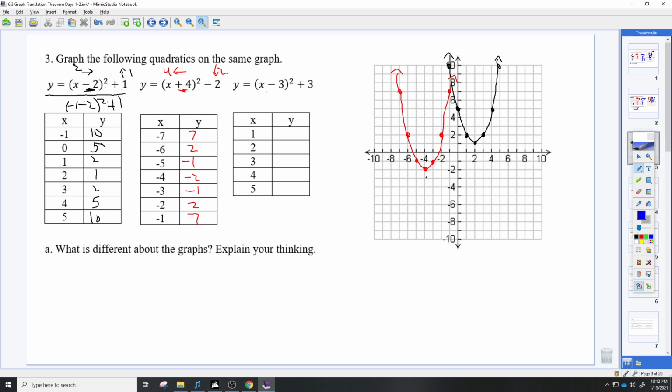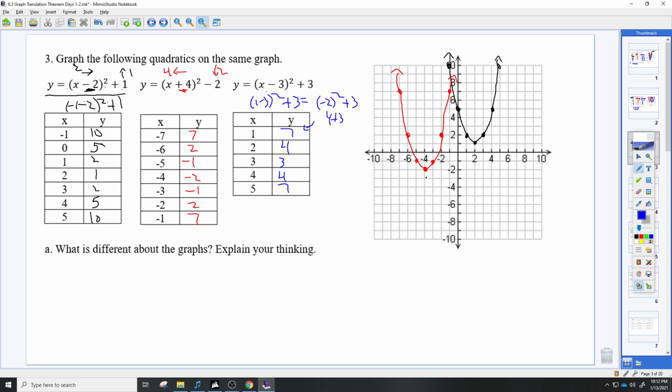Okay, so let's plug in 1. 1 minus 3 squared plus 3. 1 minus 3 is negative 2. Square that and add 3. So that'd be 4 plus 3, 7. I'm going to fill these in real quick. This would be 2 minus 3 is negative 1. Squared is 1. That'd be 4. 3 minus 3 is 0. Squared is 0. Plus 3 is 3. Plug in 4, you get 1 squared is 1 plus 3 is 4. Plug in 5, you get 2 squared, which is 4 plus 3 is 7. So not many points here.